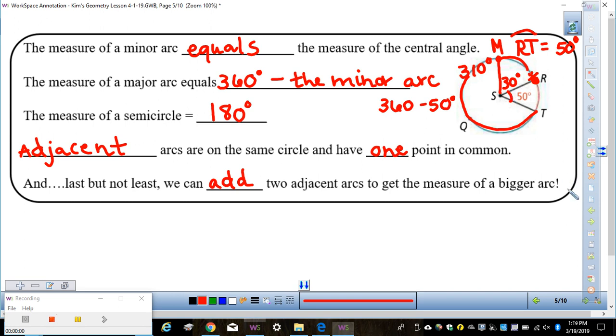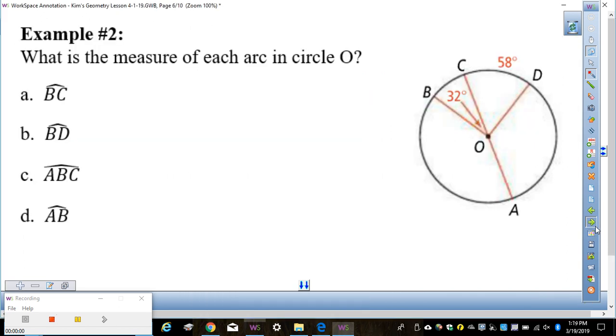So let's go ahead and practice that on the next example. My suggestion for these problems: put your homework paper over the problem in the textbook and trace the circles. And I like to just start filling in as much information as possible. We know that this central angle here is 32 degrees.